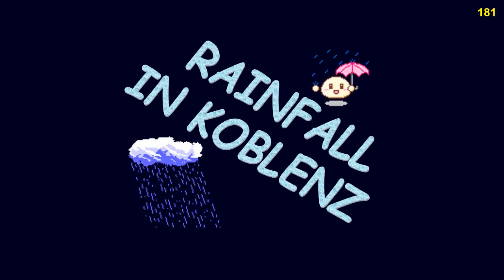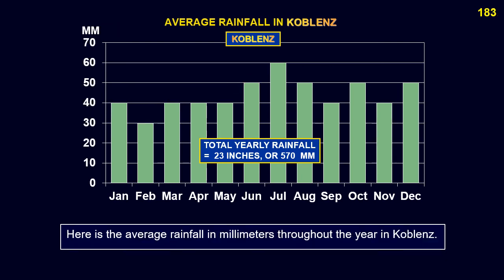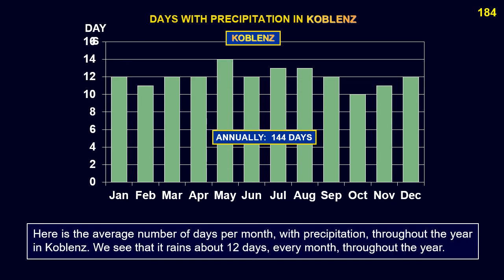The rainfall in Koblenz. Here is the average rainfall in inches throughout the year in Koblenz. The total yearly rainfall is 28 inches, or 570 millimeters. Here is the average rainfall in millimeters throughout the year in Koblenz. Here is the average number of days per month with precipitation throughout the year in Koblenz. We see that it rains about 12 days every month throughout the year.